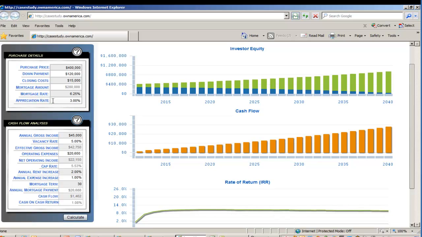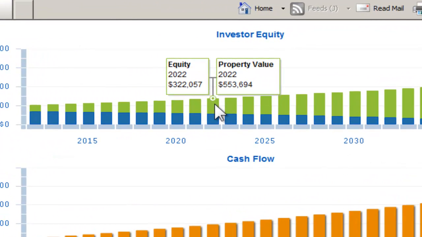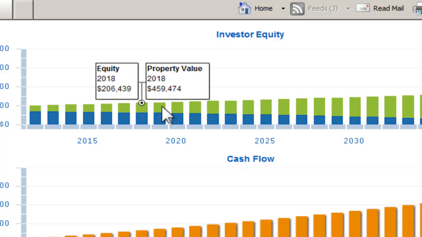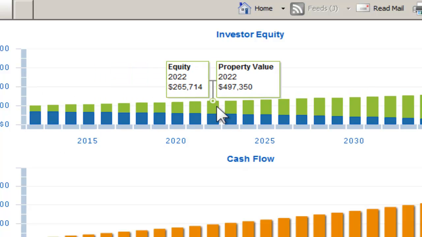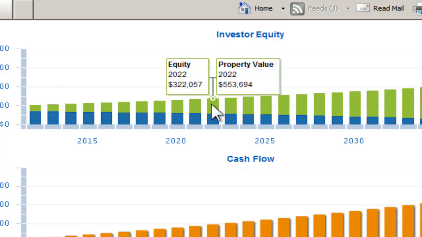Look at what happens to all my charts, or at least my investor equity chart. Now in 10 years, I've got $322,000 in equity. Let me go back and show you. At 2%, in 10 years I had 265. At 3%, I've got 322. So some $60,000 more in equity based only upon the fact that I have 1% more in appreciation per year on average.